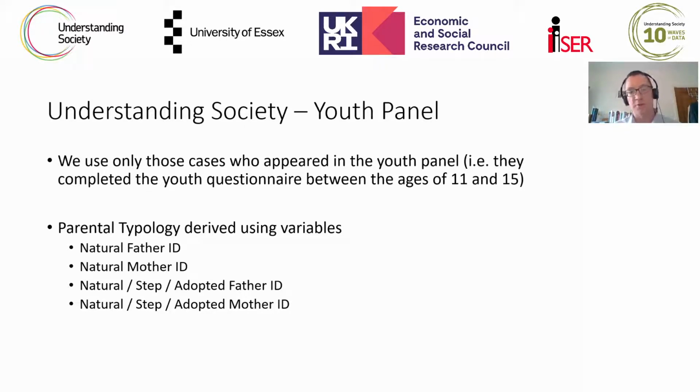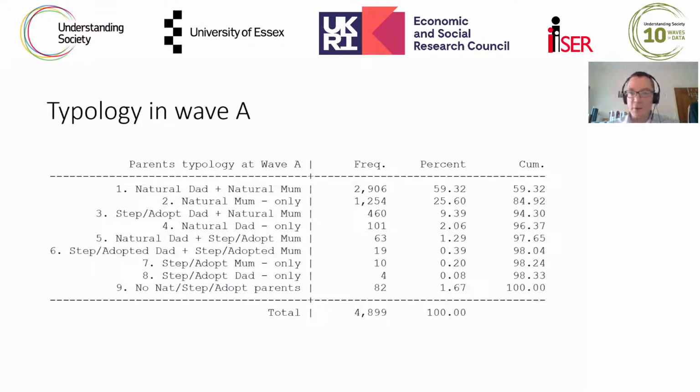So we've got the natural father ID, natural mother ID, and then the equivalent for natural, step and adopted fathers, and then for mothers. And from that, we've got a relatively simple table, but this hides some of the groundwork that goes into this. So here we have wave A, and we've got the parental typology as I've described it. It's a 9-category variable that we've constructed based on the kinds of combinations that I've spoken about.